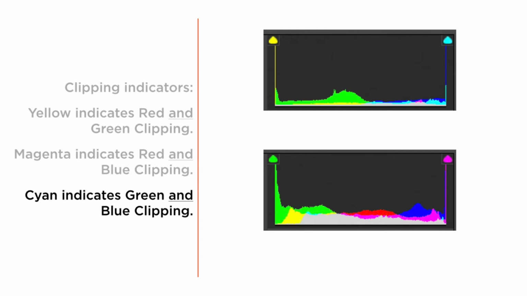So if you really want to know what two color channels are clipping, look at the color that's being indicated. So for example, cyan. The opposite of cyan is the color that is not clipping. The opposite of cyan is red. That means green and blue channels are both clipping.